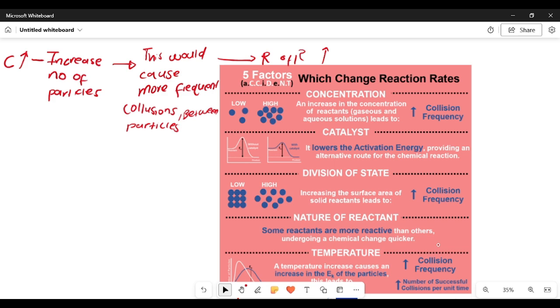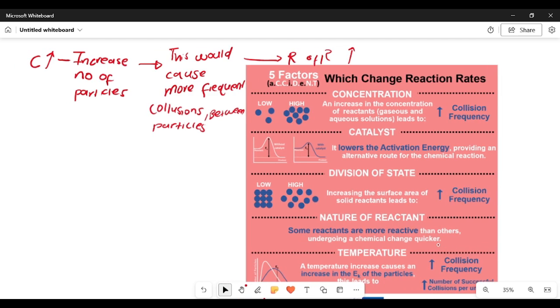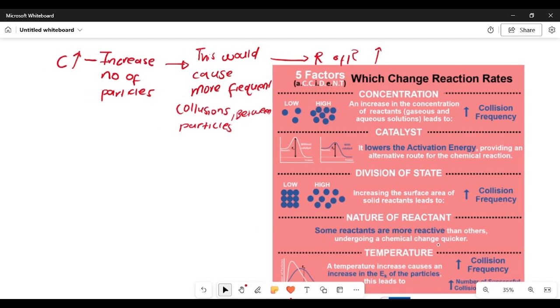All right. Now, let us move on to the second factor, which is your catalyst, right? Now, remember, a catalyst is a substance that speeds up the reaction, right? It only speeds up the reaction and it doesn't form part of the reaction, right? Now, when you introduce your catalyst, what it does is that it lowers the activation energy, right? So it reduces the activation energy.